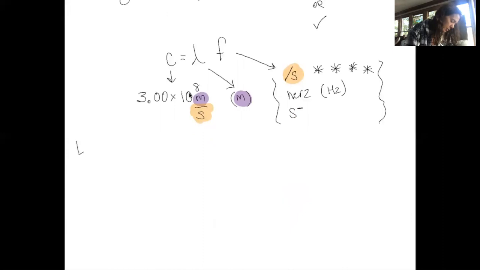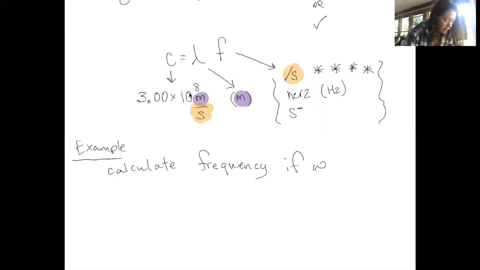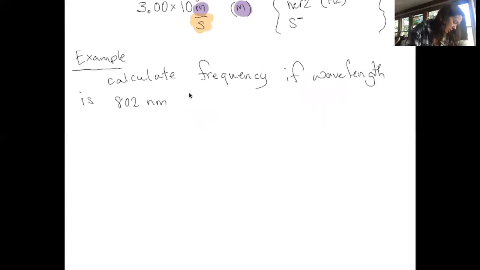Let's look at an example. Calculate the frequency if the wavelength of radiation is 802 nanometers. Okay, so let's write this down. It says calculate the frequency if the wavelength is 802 nanometers.